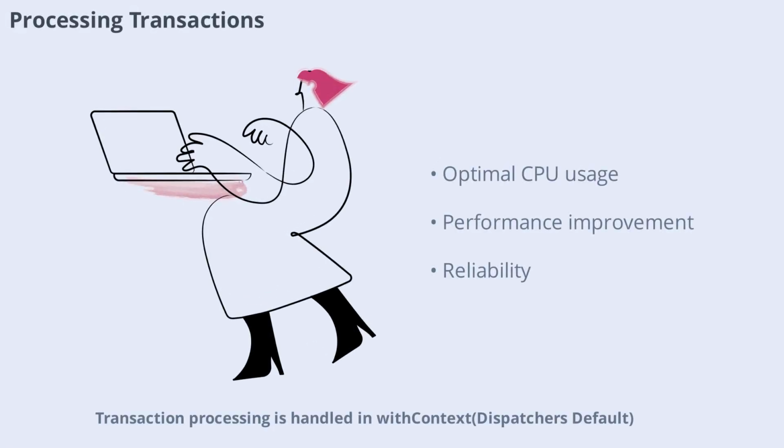Transaction processing is handled in withContext, Dispatchers.Default, ensuring CPU-intensive work runs on optimal cores. If an exception occurs during processing, it's propagated to the parent coroutine for handling. This separation of concerns improves performance and reliability.